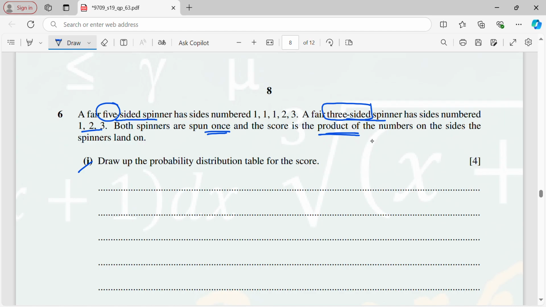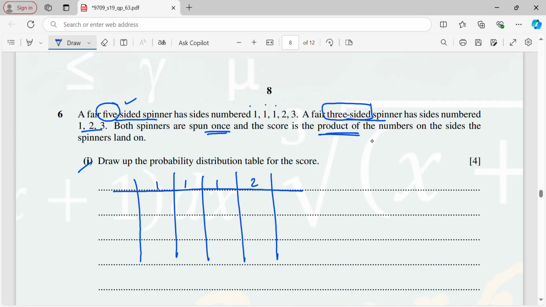Okay, so for this case, I will not list down the scores, but I will draw a two-way table. The first one has 5 sides, so 1, 1, 1, 2, 3. This is from the first spinner. Another spinner has 3 sides, 1, 2, 3.